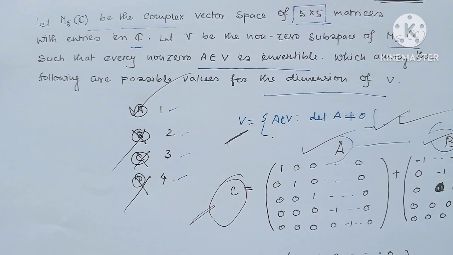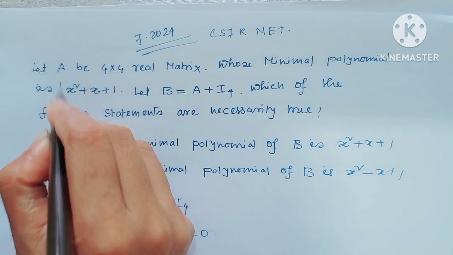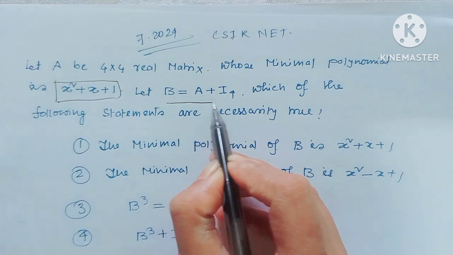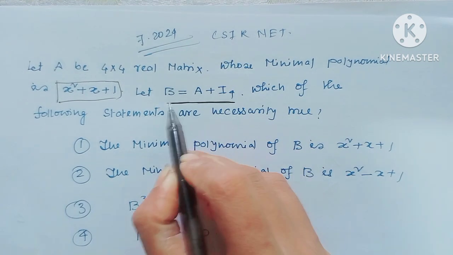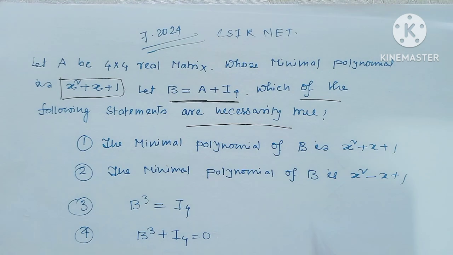Next example, which also had come in the CSIR NET June 2024 exam. The question: A is a 4 cross 4 real matrix whose minimal polynomial is x square plus x plus 1, and let B equal A plus I4. Then which of the following statements are necessarily true?